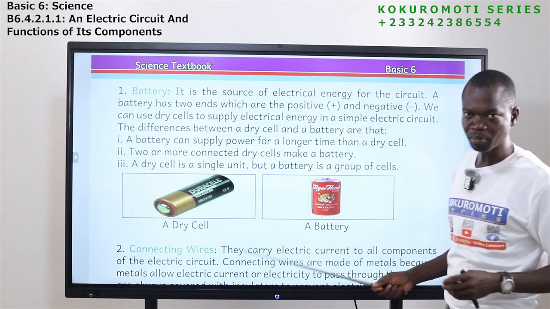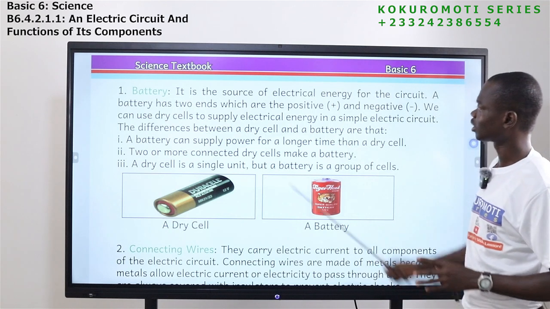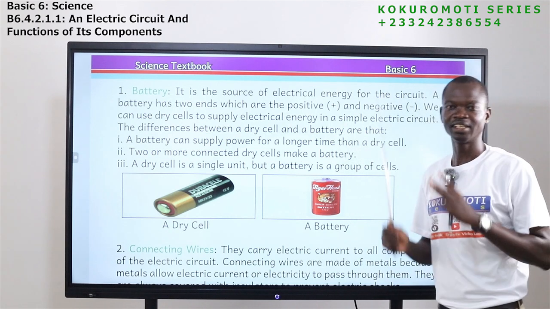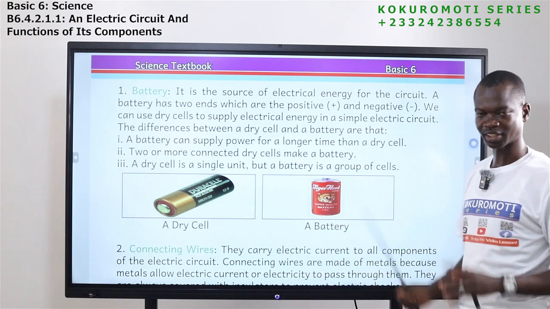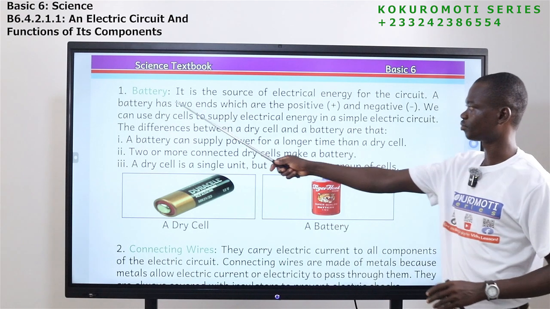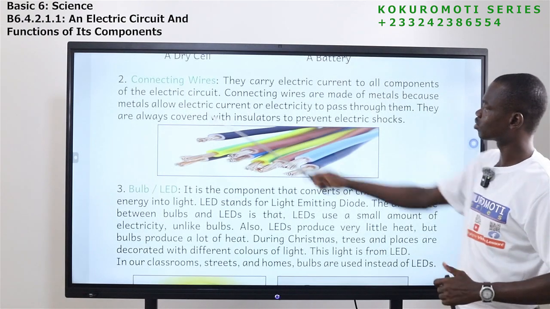Okay, remember the functions of a battery. The function of a battery is what? To supply electrical energy for the circuits. The electrical energy for the circuit is from the battery. It's a source of energy. Okay. The next one is connecting wire.